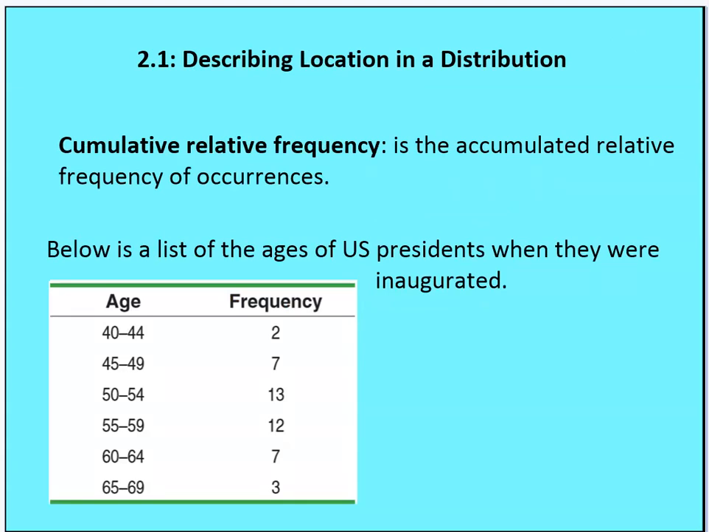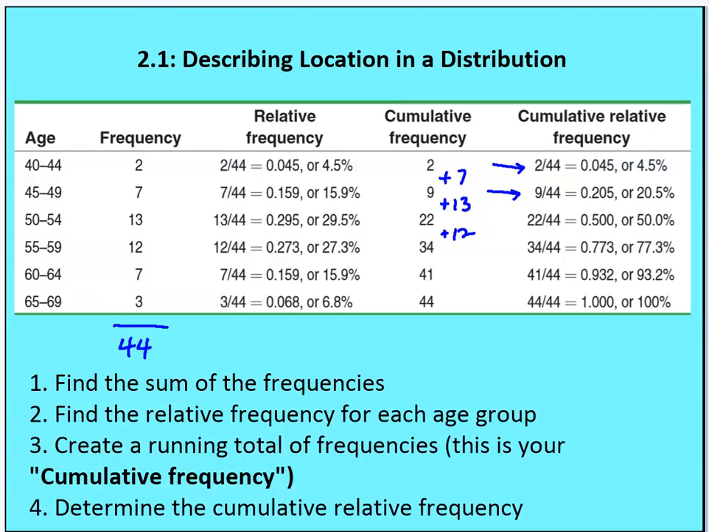All right, so next thing we want to talk about is cumulative relative frequency. So cumulative relative frequency is the accumulated relative frequency of occurrences. All right, so below is a list of the ages of U.S. presidents when they were inaugurated and the frequency of the occurrence. So I had 2 between 40 and 44, 7 between 45 and 49, 13 between 50 and 54, etc. All right, so now what we're going to do is we're going to take account of the total. We're going to see that we have 44 observations.